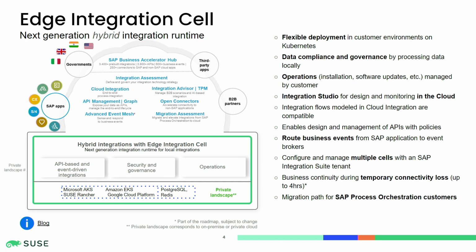Let's see if I covered everything. It's coming, right? So I know it's on the roadmap. The idea of business continuity. One of the main use cases, for example, is what happens in my factory or my retail shop or whatever, if BTP goes down, or there's some event on the cloud. In the roadmap, this kind of deployment, Edge Integration Cell, will allow you to have business continuity.